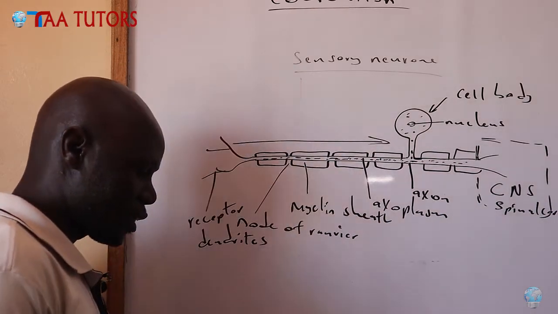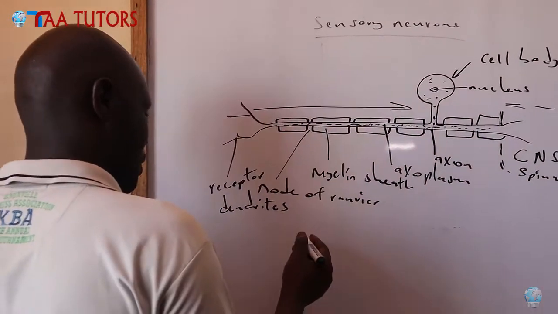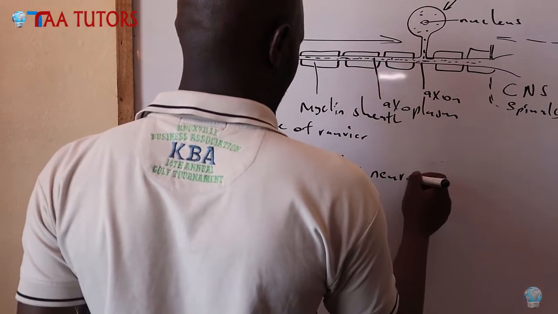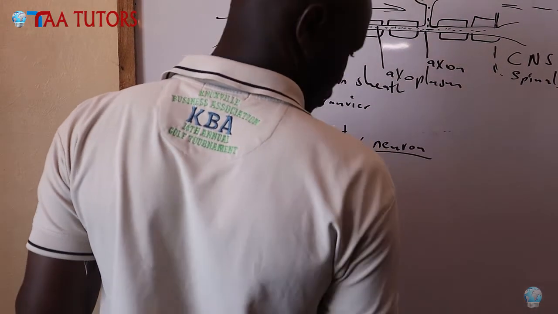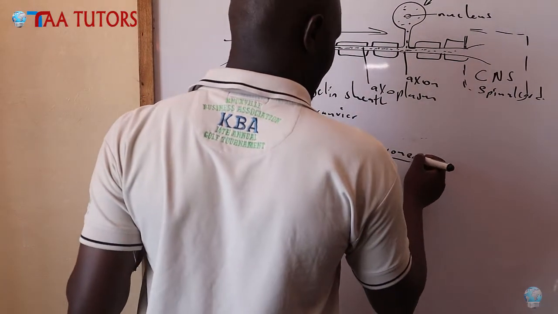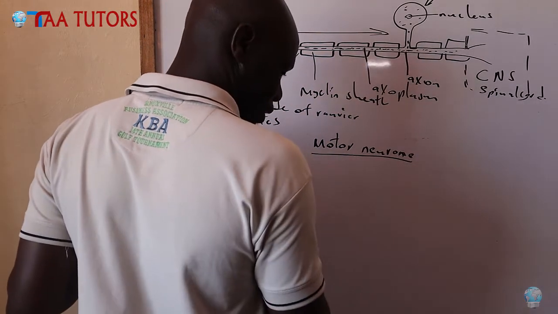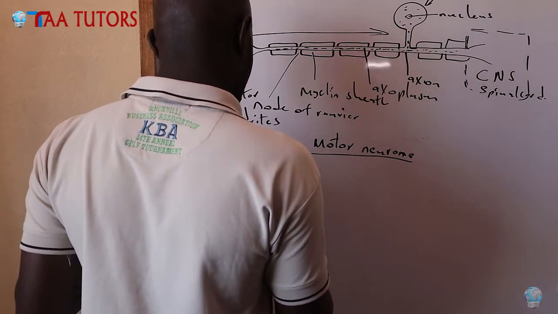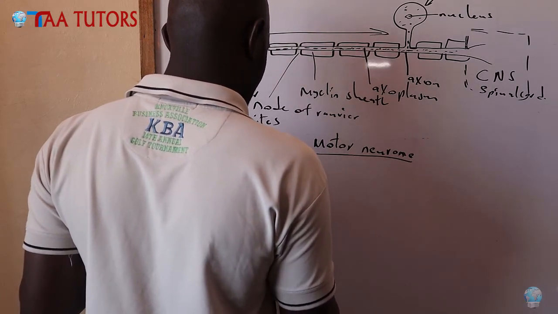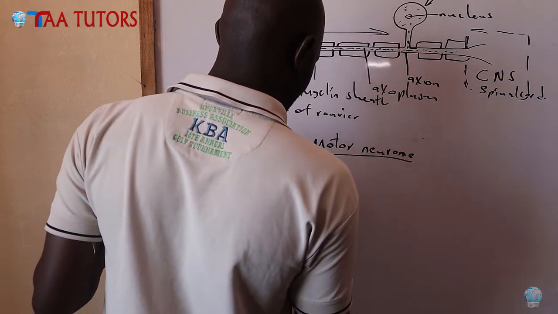Now the next cell is slightly different, though they are almost the same. So we have got what is called the motor neuron. The motor neuron here. So the motor neuron as a cell, the structure basically more of the same, but the cell body itself has got a lot of dendrites. And then the cell body is actually found in one end. So this is how it looks like.